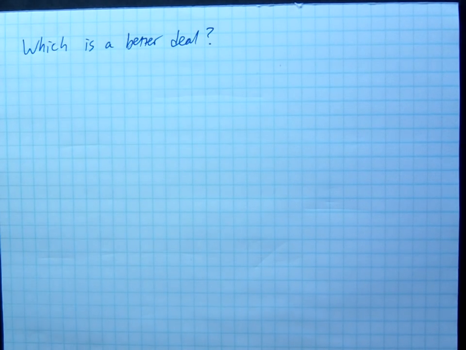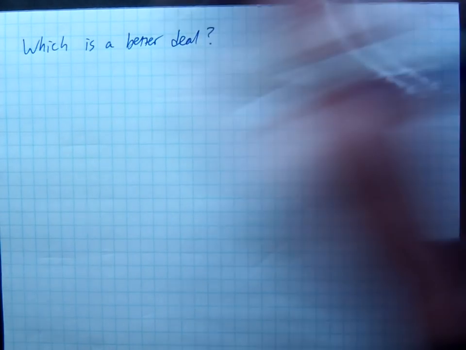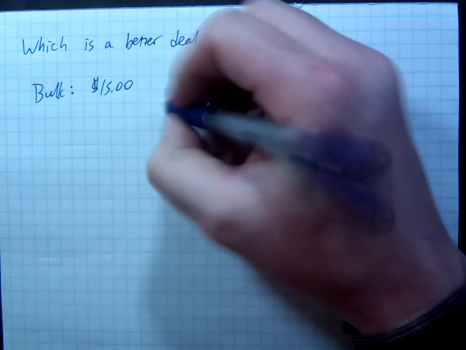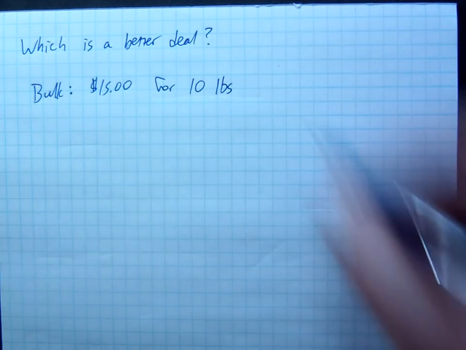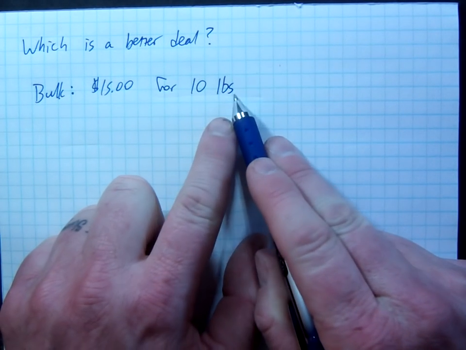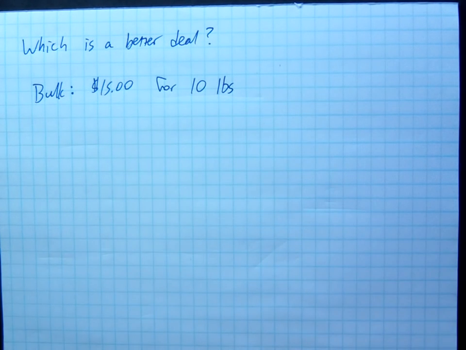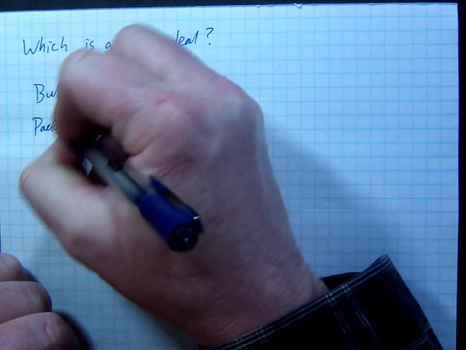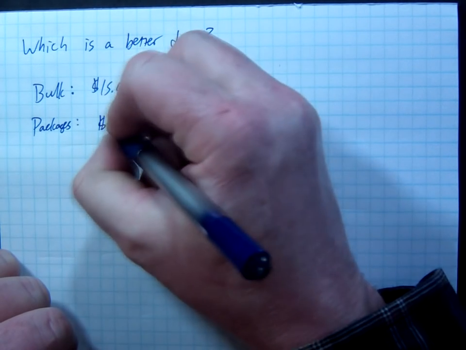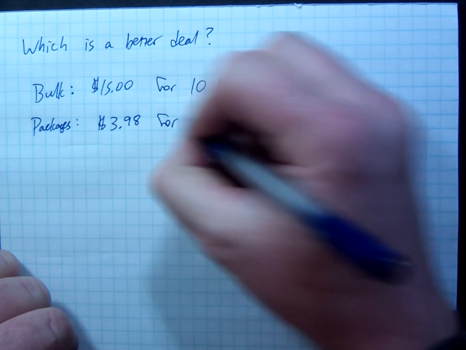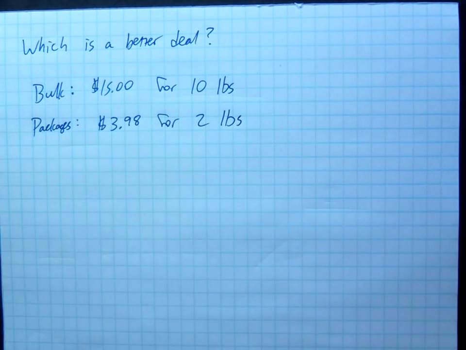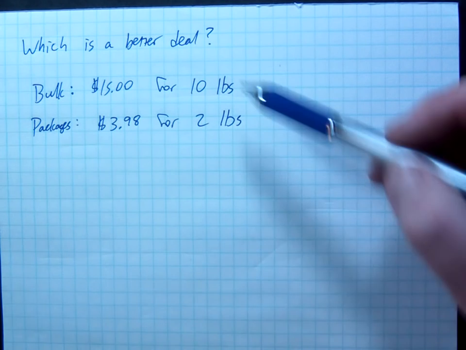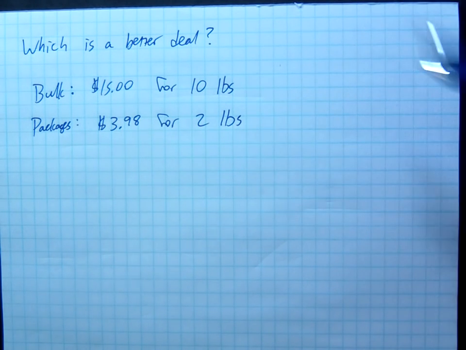Okay. So let's use an example. Let's say we're buying some dried fruit, and we could buy it in bulk in a big bag, $15 for 10 pounds. If you're not familiar with it, the letters LBS are a common abbreviation for pounds. Okay, so option 1, $15 for a 10-pound bag. Option 2 is I can buy them in packages individually. They only cost $3.98 for 2-pound packages. So those are my two options with buying the dried fruit. And then the question is, which one of these options is a better deal? And how much of a better deal is it?